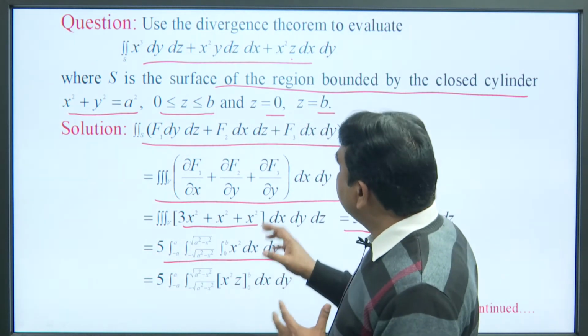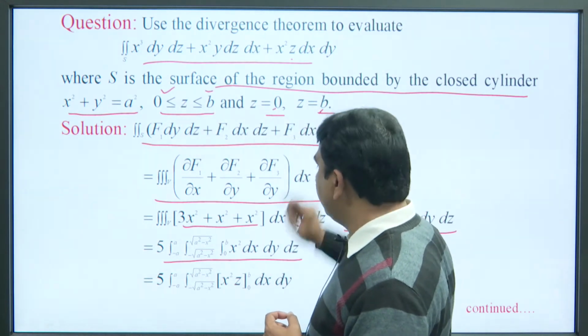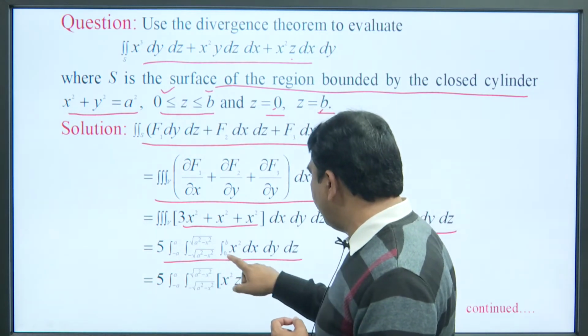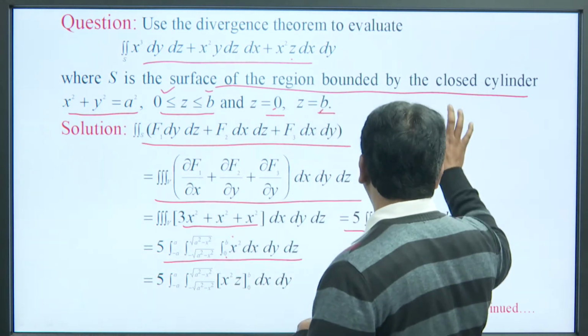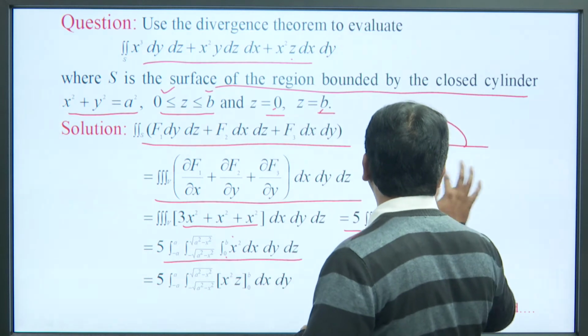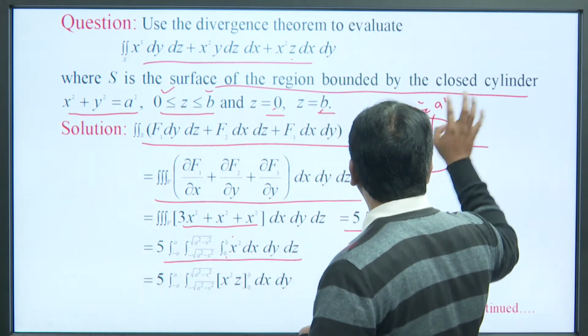So, here z varies from 0 to b. So, here we have to put the limit of z as 0 to b. Now, let us see, this is x square plus y square equal to a square.